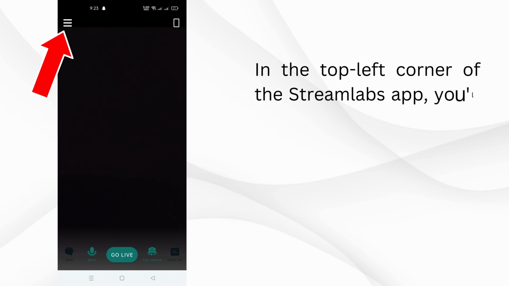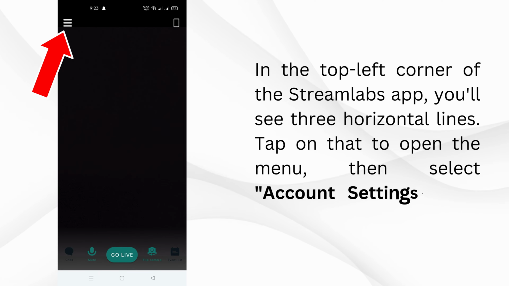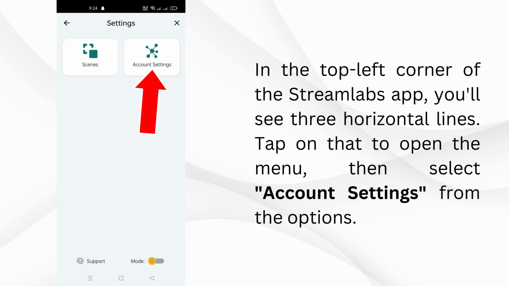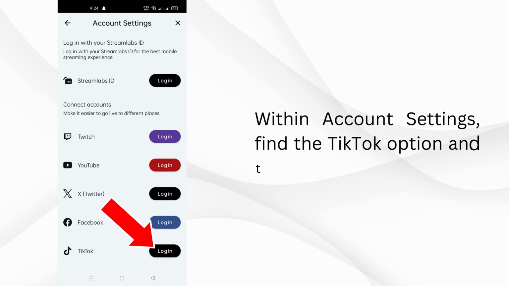In the top left corner of the Streamlabs app, you'll see 3 horizontal lines. Tap on that to open the menu, then select Account Settings from the options. Within Account Settings, find the TikTok option and tap on it.